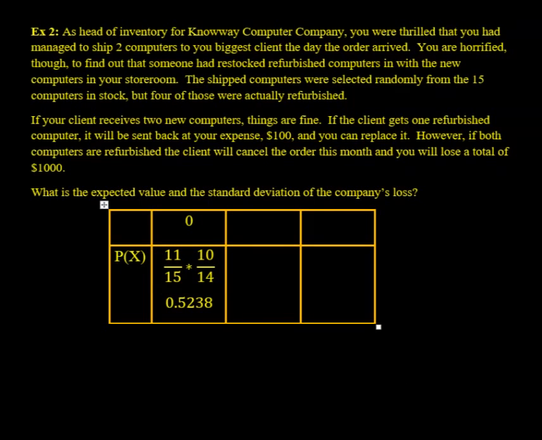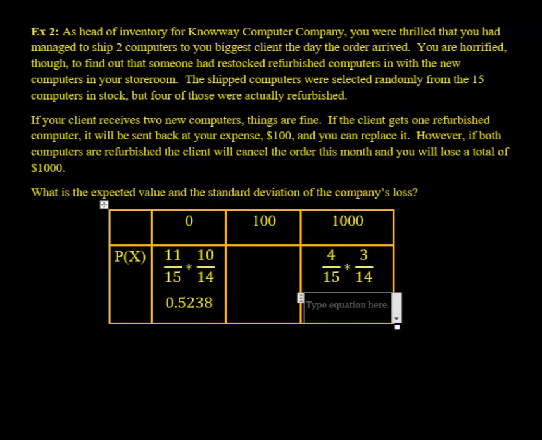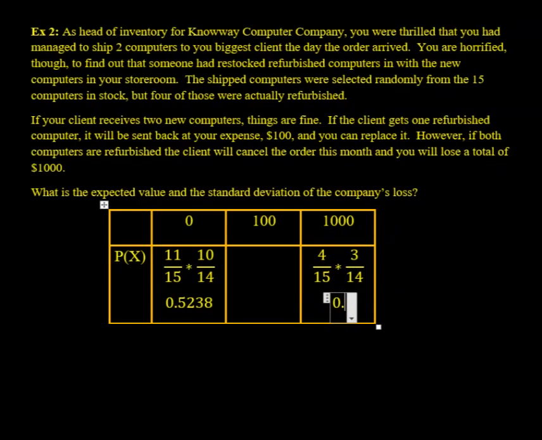We're doing loss, so we can just count this as $100, not negative 100, but $100 loss. Now this probability is hard to find. There's a lot of different things going on. So we'll use a complement to find it. Instead, we'll find $1,000 first, which is 4 out of 15 because there's 4 bad computers, times 3 out of 14. That's the probability of getting 2 bad ones. This will be 0.0571.